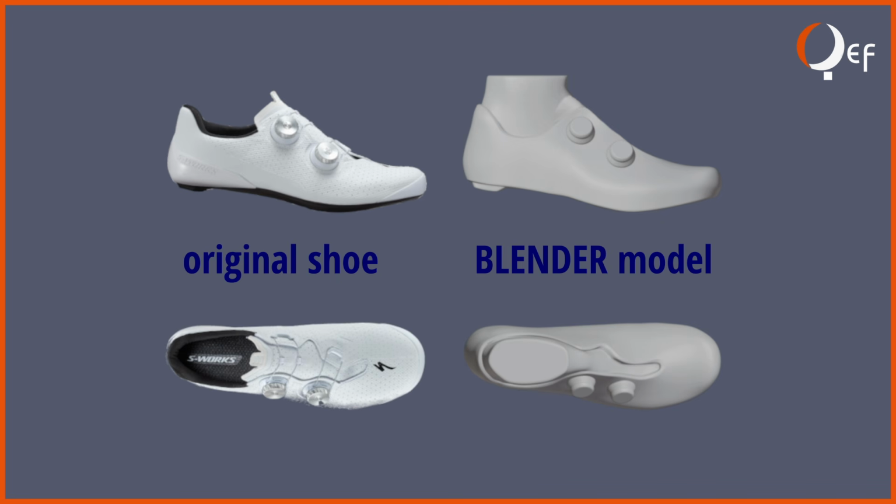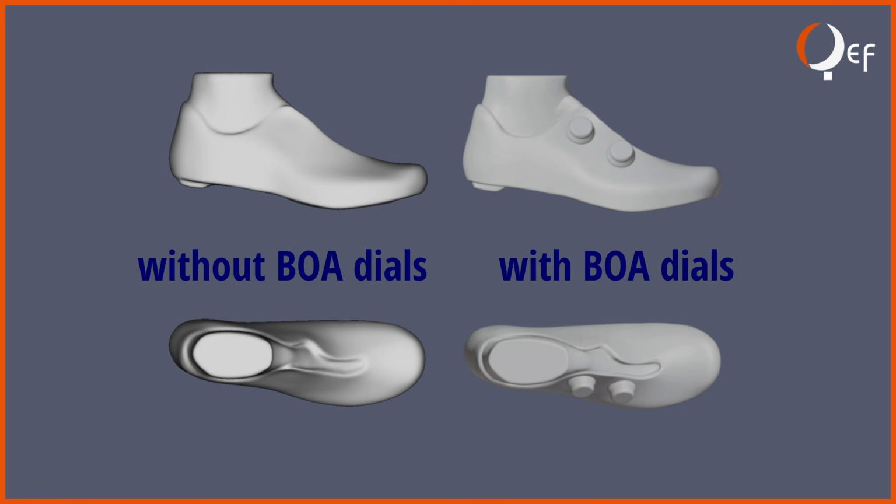Every simulation software requires a digital model of the object being examined. To create this model, we chose to design the specialized shoe using Blender, a 3D computer graphics software. There are several reasons for this choice. A 3D scan of the shoe would have simply replicated it without discerning between critical components and those that could be smoothed out or omitted to improve the simulation results. We used Blender to design both the shoe with BOA dials and an identical one without them.